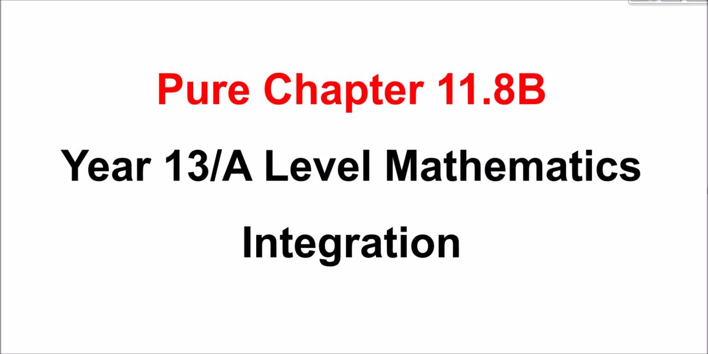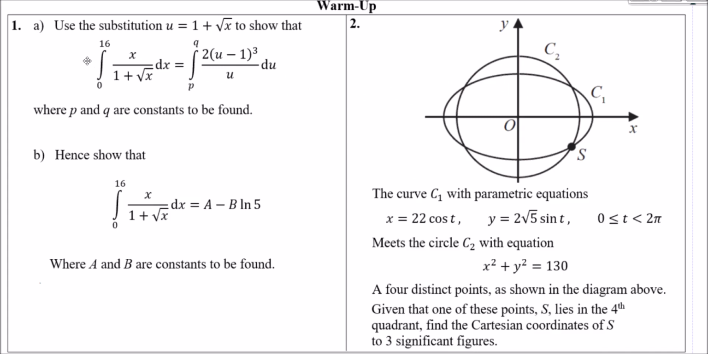So 11.8a was non-parametric. This one focuses on finding areas where curves are given parametrically. So this is why I've denoted this as 11.8b. Now that's made clear, let's get warmed up with a couple of examples. Question 1 is a u-substitution, question 2 is a parametric integration question from chapter 8 to get in the mood for integrating using parametric equations. So pause the video now and try these on your own, and then press play when you're ready to see what the solutions are.